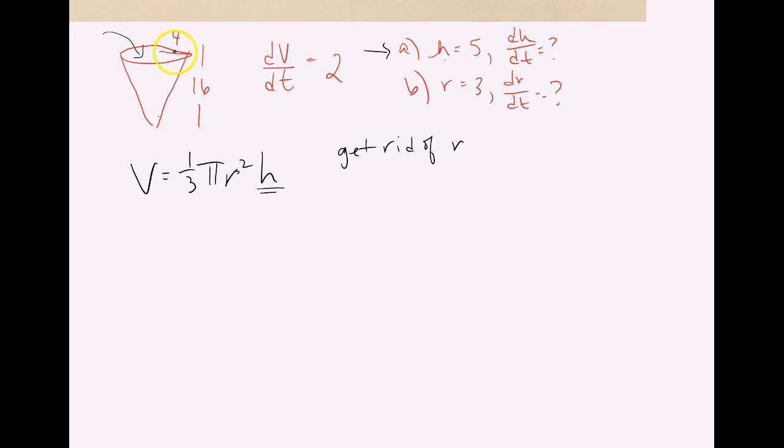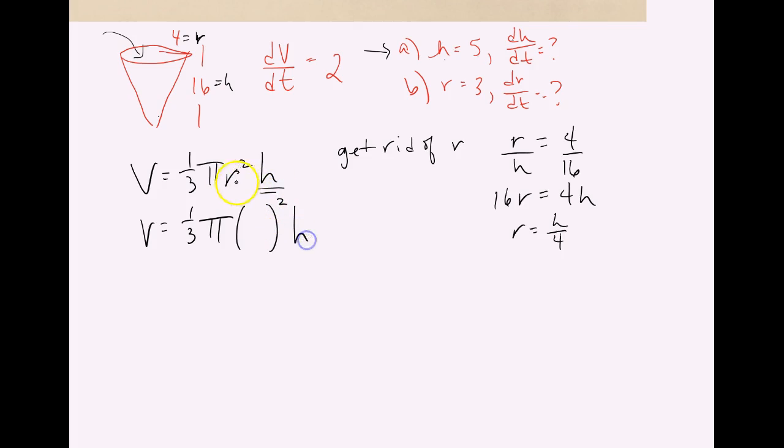Okay, so if you look at your picture, when r is 4, h is 16. So I just did a little proportion with my picture, okay? When the radius is 4, the height is 16, and I'm going to cross multiply. 16r is 4h. Get rid of the 16 in front of the r, so I'm getting r equals h over 4. So this is just doing a proportion, rearranging it, and what I'm going to do is replace this r in my equation, so I'm going to substitute it with h over 4.